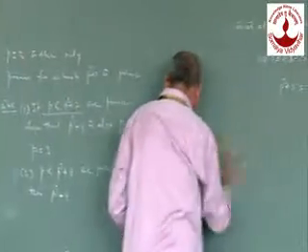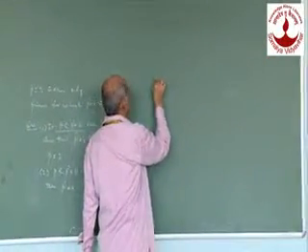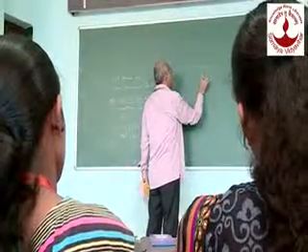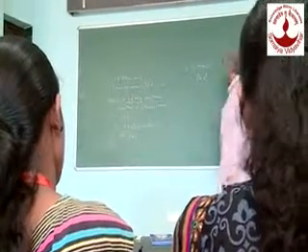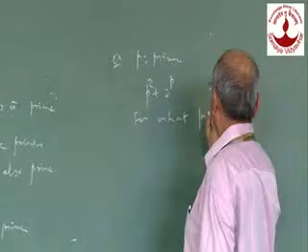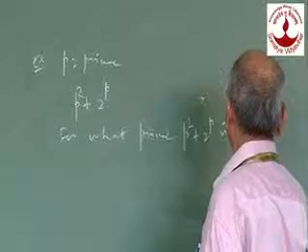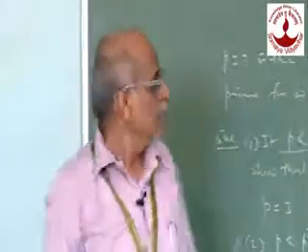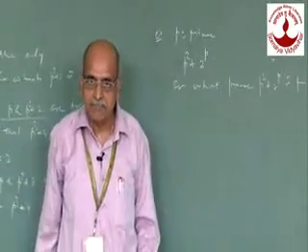Another one. Consider p as a prime. Next example: if you take p as a prime and you find p squared plus 2 raised to p, now the question is, for what prime is p squared plus 2 raised to p prime? Or find all the primes for which p squared plus 2 raised to p is also prime.